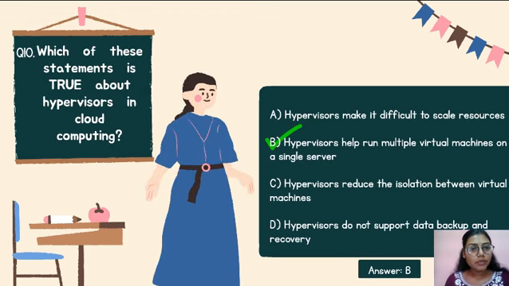Question number 10, which of these statements is true about hypervisors in cloud computing? So the first statement says that a hypervisor makes it difficult to scale resources. Second one is hypervisors help run multiple virtual machines on a single server. The third one is hypervisors reduce the isolation between virtual machines. The fourth option is hypervisors do not support recovery. So the correct option is B, which is hypervisors help run multiple virtual machines on a single server.